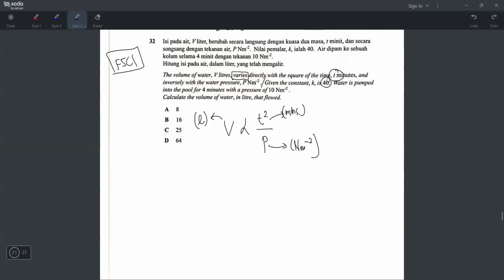Given the constant K is 40. Whenever we do variation, we always change this to equal and kita kena letak K.